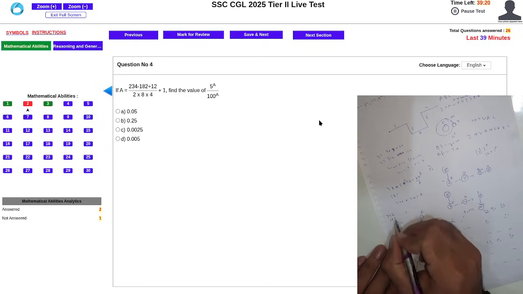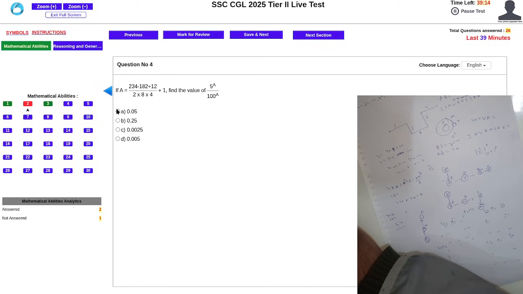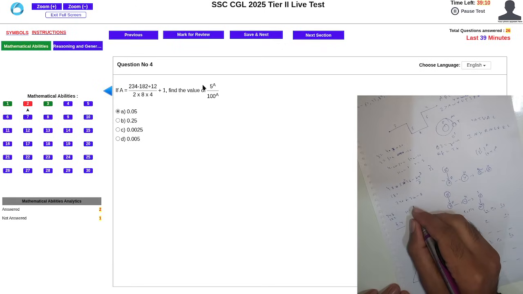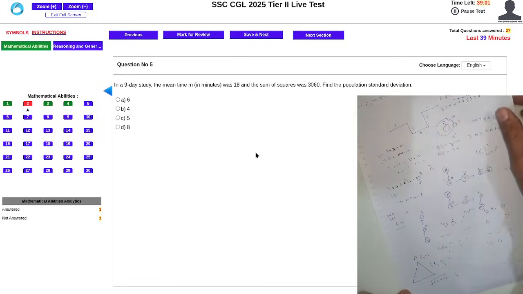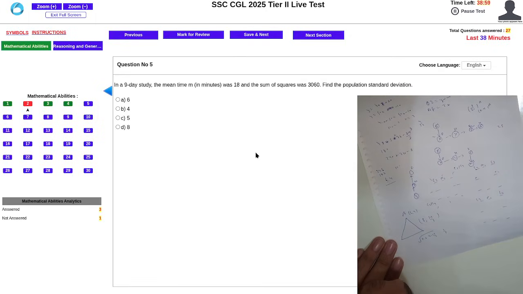Multiply 64 divided by 64, 1. 0.05. 1 plus 1, 2. 225 into 3, 4. In a 9 study day, the mean time was 18. The sum of squares was called the population standard deviation.